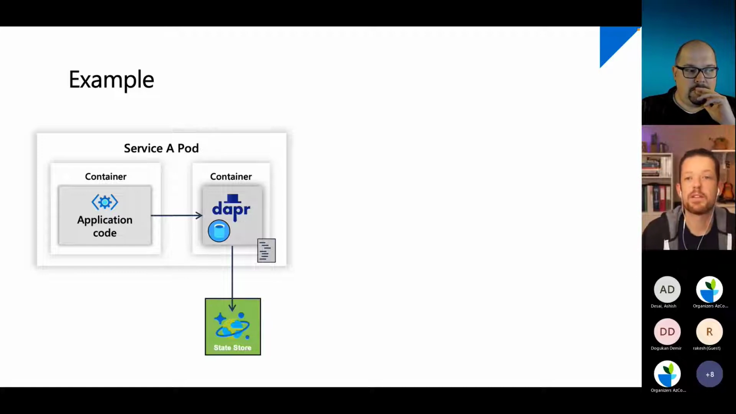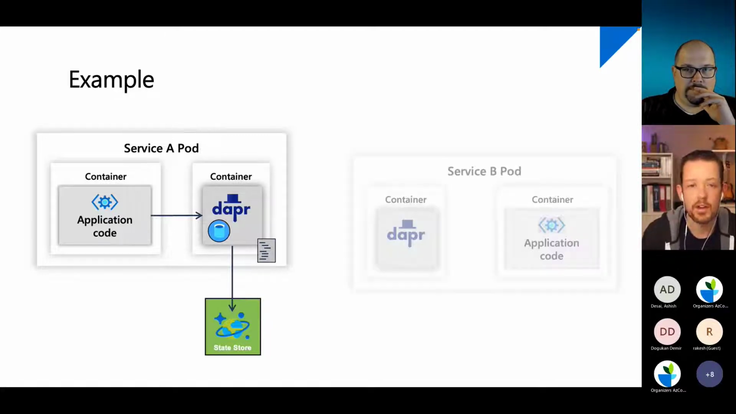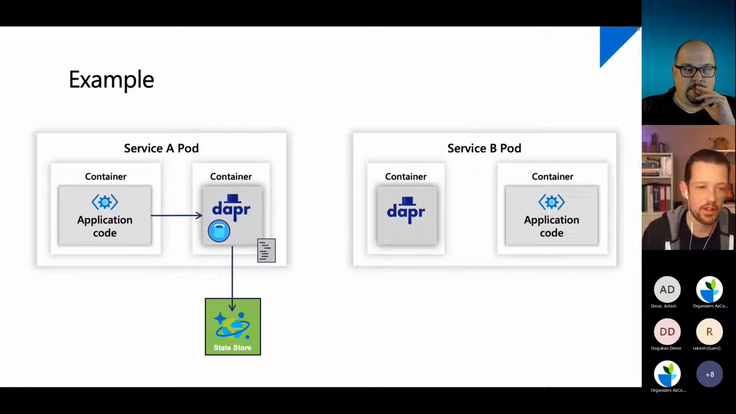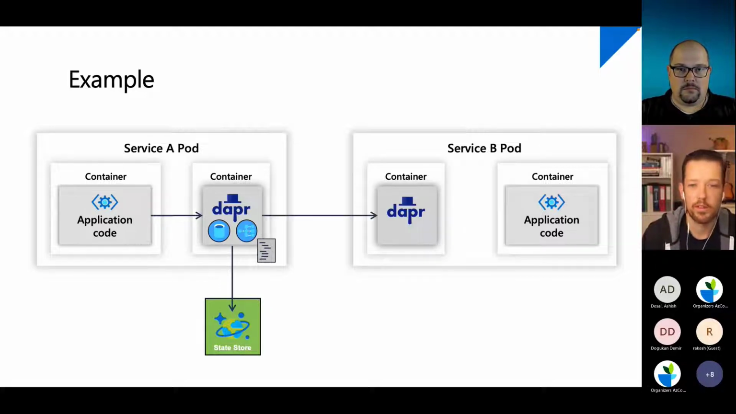So let's expand this example a little bit further and assume there's this second service, creatively called service B, which is also running in Kubernetes. Now, if I want to call this second service, I don't call it directly. I use my local sidecar. So in this case, I'm using the service invocation API of Dapr. And then my local sidecar will communicate with the remote sidecar, and that remote sidecar will finally invoke the actual service.